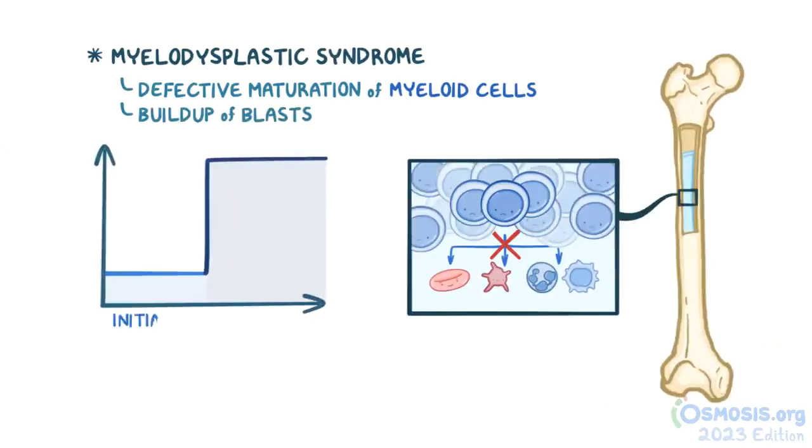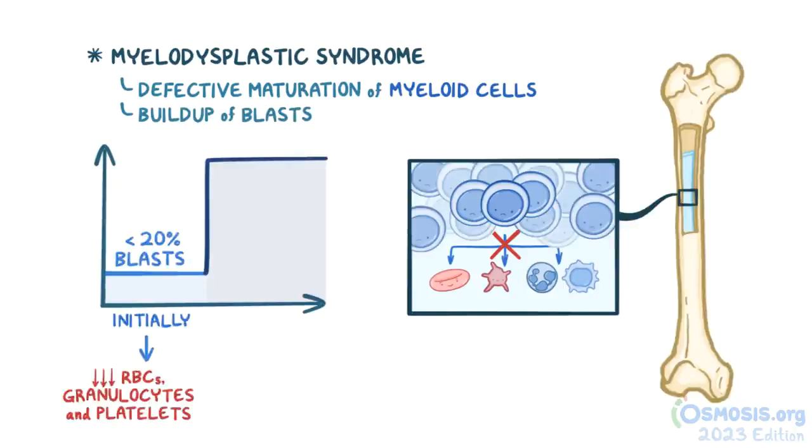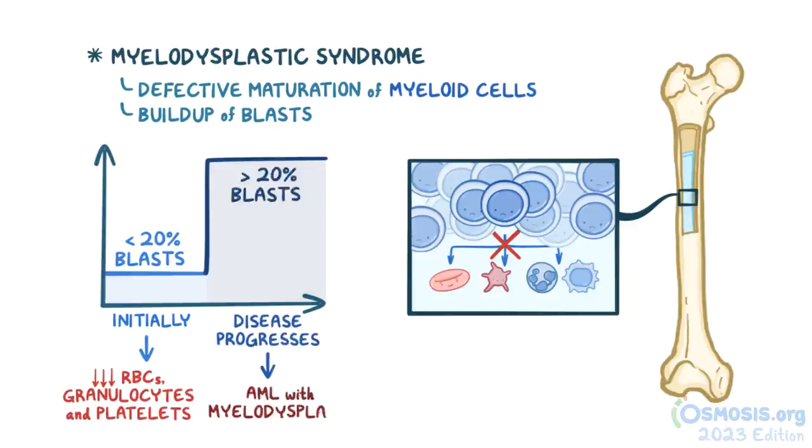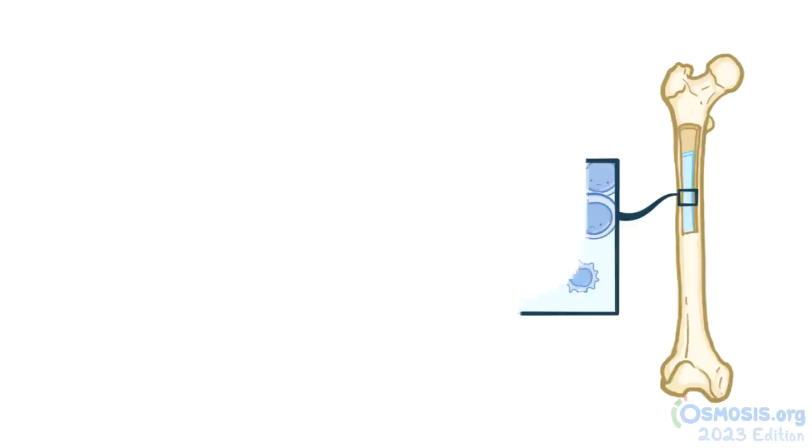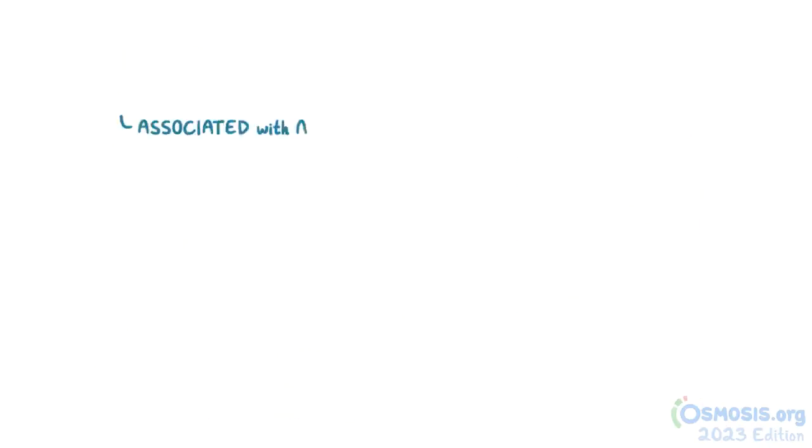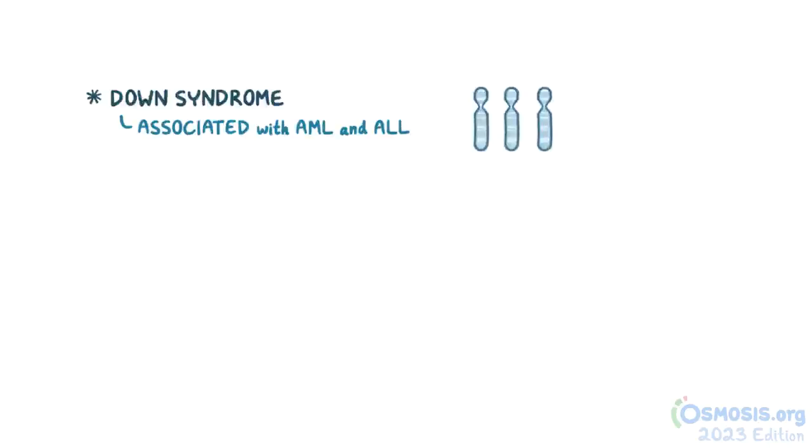Usually, the buildup is initially less than 20% blasts, but that's enough to cause a decrease in the function of red blood cells, granulocytes, and platelets. As the disease progresses, the blast percentage may go over 20%, resulting in AML with a background of myelodysplasia. Another condition often associated with both AML and ALL is Down syndrome, which is caused by an extra 21st chromosome, so that there's a trisomy 21.